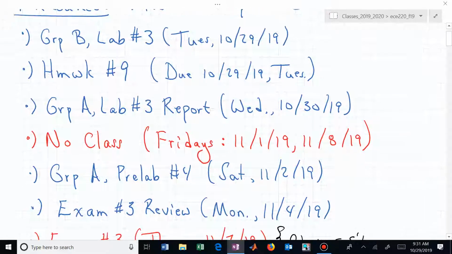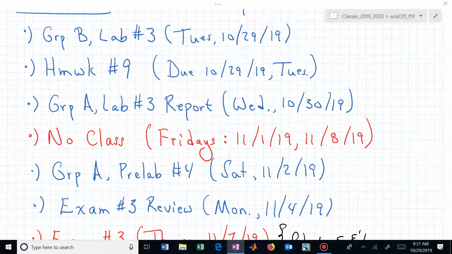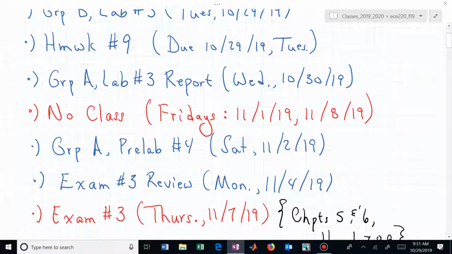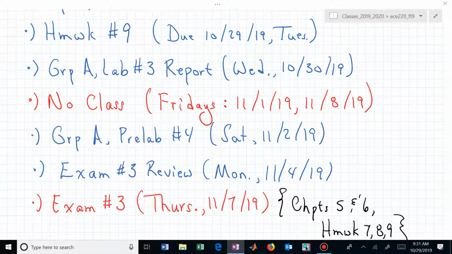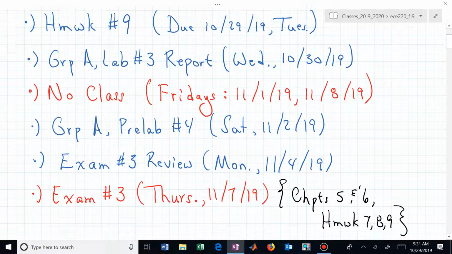Group B, you have your lab today. That's the last section in the sequence of sections for this class. Homework 9 is also due today, and that's the last piece of material that will be on exam number 3.